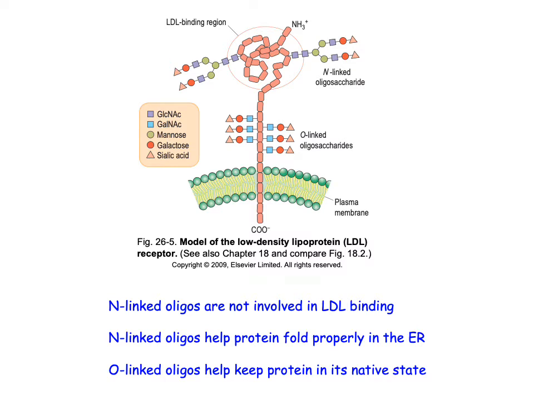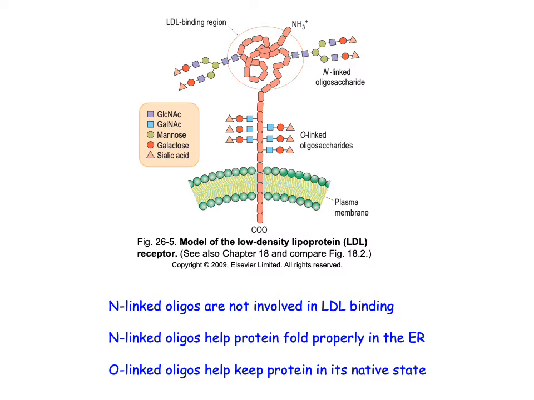So once the receptor reaches the cell surface, we can strip the oligosaccharides off of the receptor and it still works just fine. But they do help in folding the protein in the endoplasmic reticulum. So without the addition of these saccharides, the receptor is not going to form properly and probably will not work quite properly, if at all.